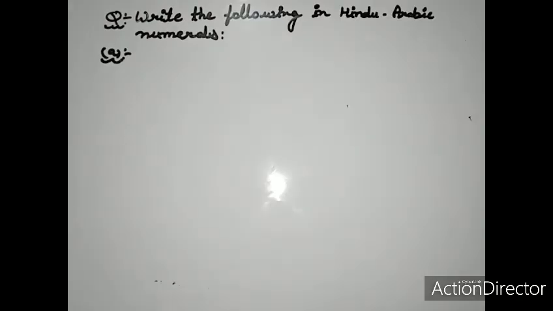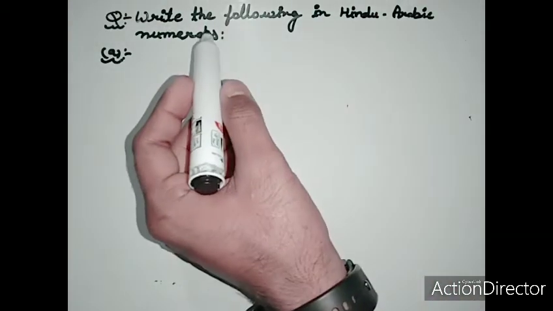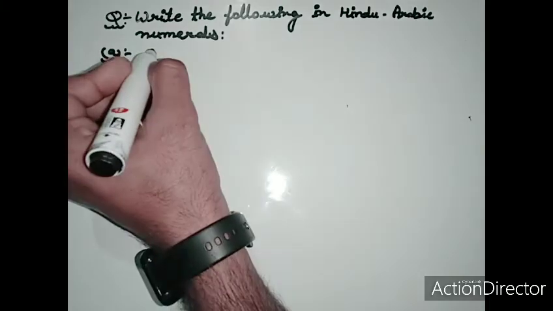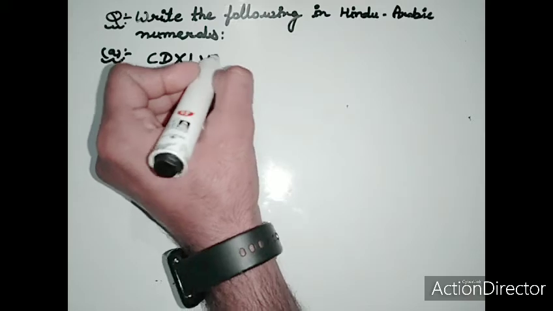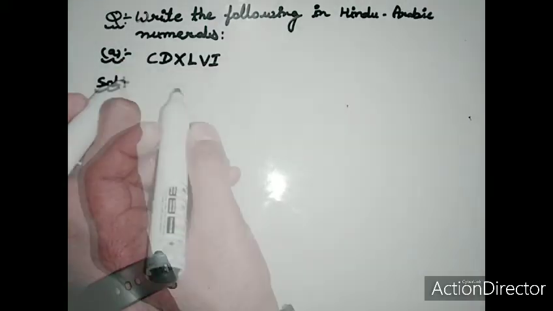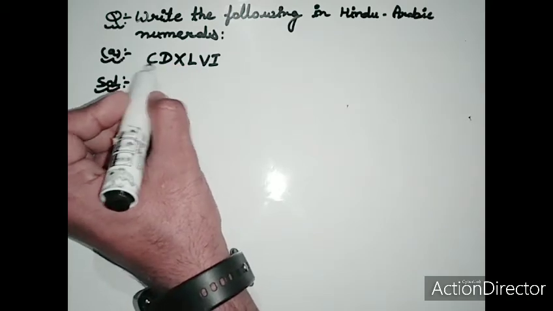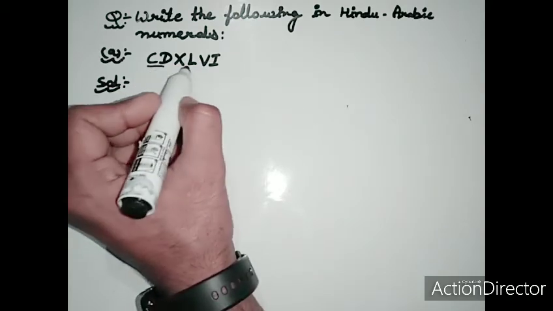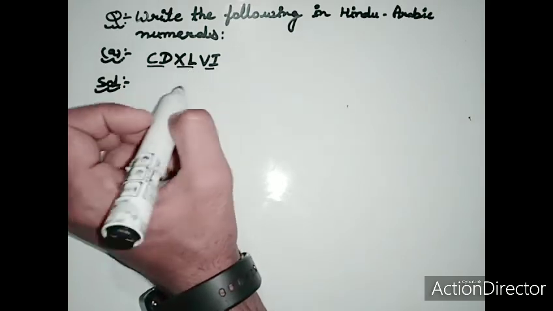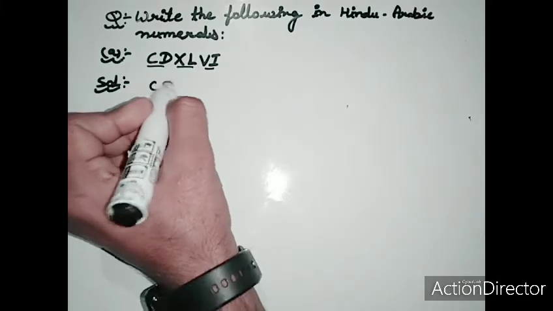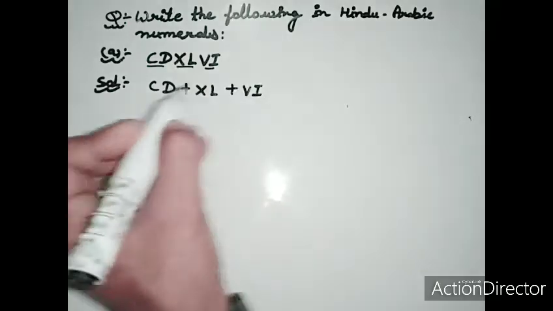Now the next question is related to Roman numerals. Here we write the following in Hindu Arabic numerals. So here first we take the number CDXLVI. Here we write this number. So here first we separate the different parts: CD, XL and VI. CD means 400, XL means 40 and VI means 6. So here we write CD plus XL plus VI.